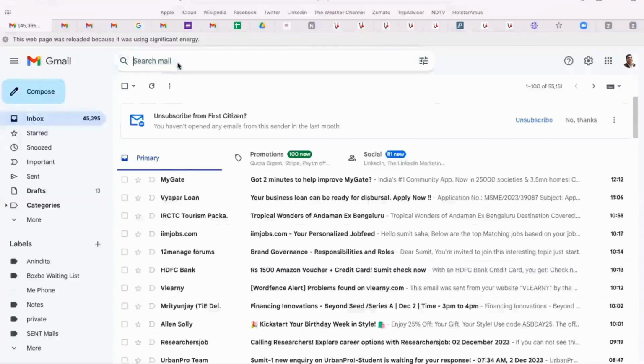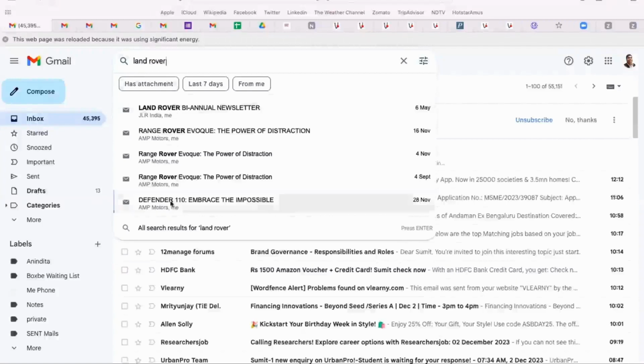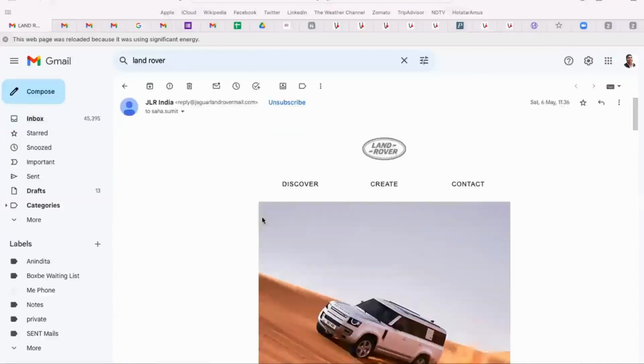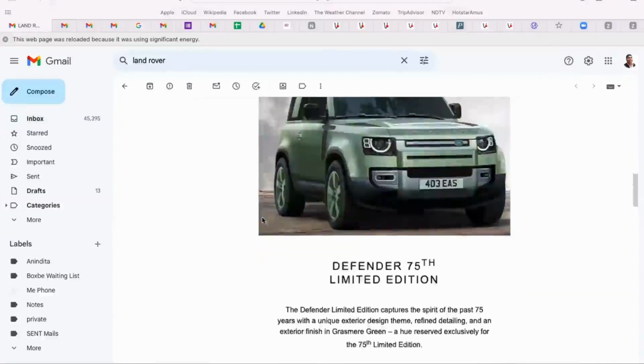And if I search Land Rover, see, multiple Land Rover advertisements have come, emails have come. Land Rover biannual newsletter, Land Rover Evoke, Land Rover Evoke, okay, embrace the impossible, and so on and so forth. So I'm clicking someone. See, this kind of direct marketing, direct emailing, Land Rover is doing directly.